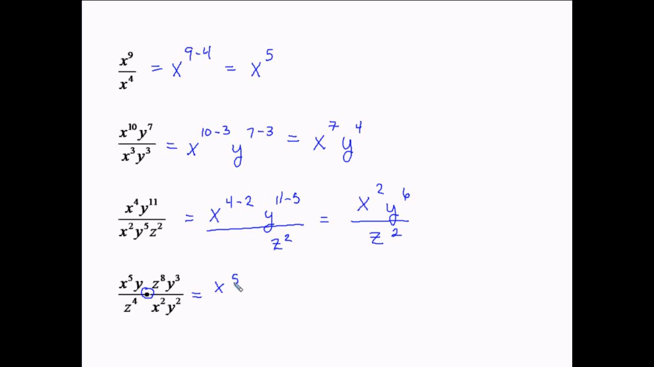So the x doesn't change. If there's no exponent, it's a 1. So I have 1 plus 3, which gives me 4. And then the z didn't change. And here, nothing really changes because there's no comments. But I'm just going to put it in order, alphabetical, because I like it better that way. Then I'm going to divide. I'm going to do 5 minus 2, 4 minus 2, 8 minus 4.